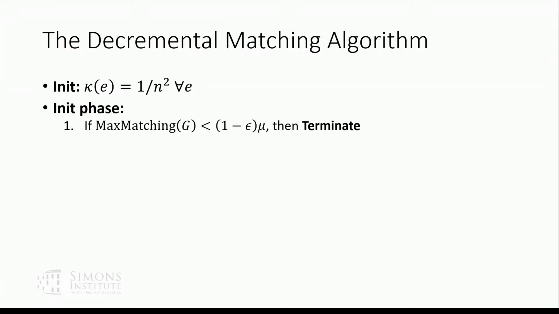The first thing you do is check that the graph has a large matching. If the matching size initially, without capacities, is less than mu, then you terminate. That was our claim: you try to either find a matching with size mu or terminate. So if the matching is small, you terminate.